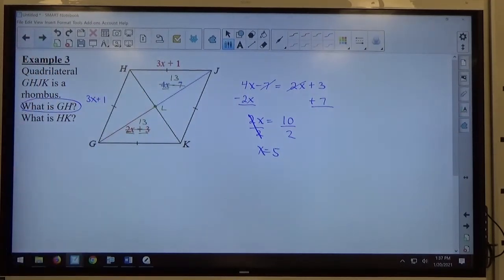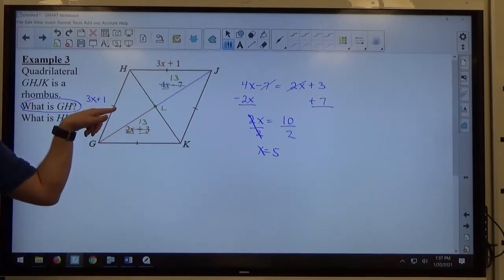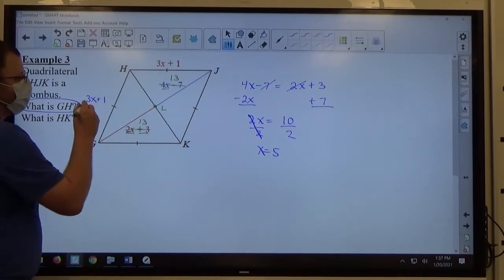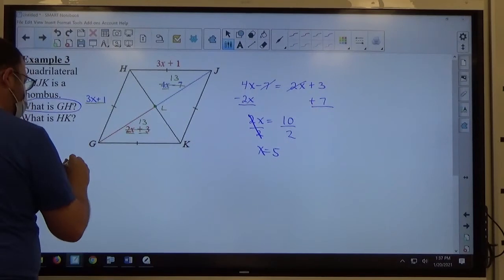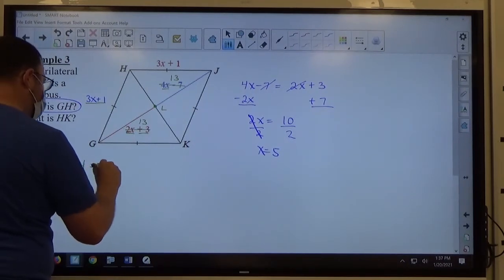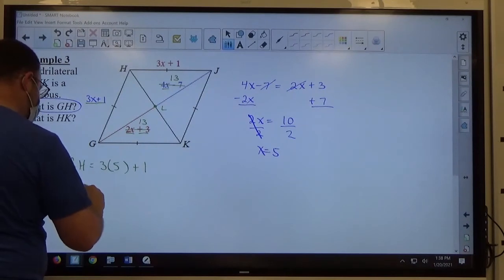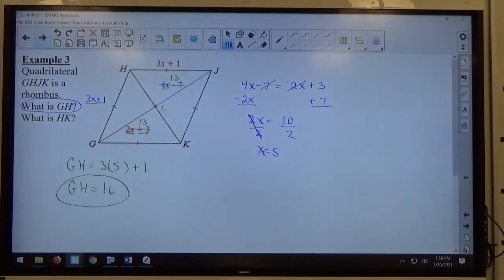Next, once I know x equals 5, and I know 5 is the right answer because the fact that was supposed to happen happened, I can go over here to figure out what HG is. 3x plus 1. So 3 times 5 is 15, 15 plus 1 is 16, right? So GH equals 3 times x plus 1. We're changing x to 5. GH equals 16. So that wasn't too bad, right?